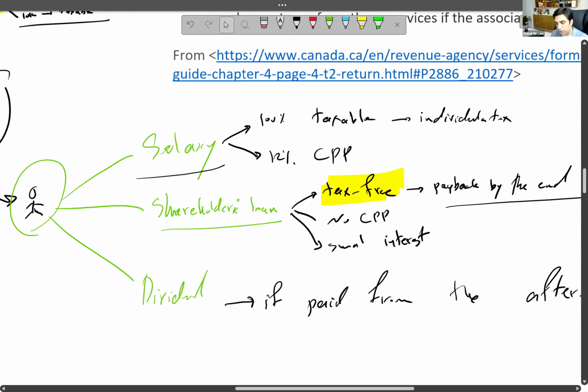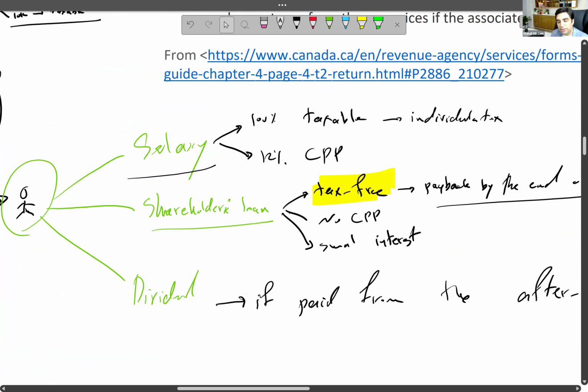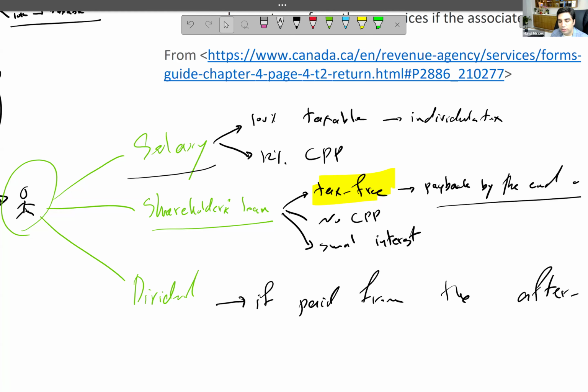So we have three options. The first option is the salary. When you pay salary on the individual side, it's 100% taxable. And you have to pay the CPP, which is almost 12%. Then the other option is to give the owner a shareholder's loan, which is all tax free.